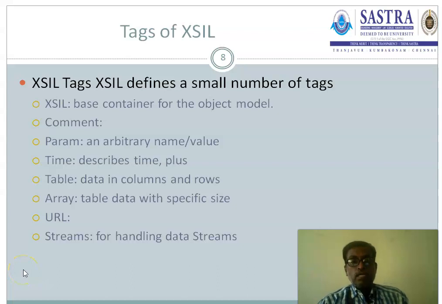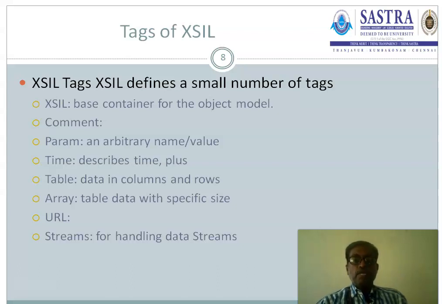And then comment. If you want to supply any comment to any document, that may be supplied by using the comment tag. And then parameter. As I said previously, we are going to create an XSIL document for a scientific application. So if you want to store the value for a parameter, then we can pass all parameters using this tag. It contains a pair, a name and value pair, in the parameter.